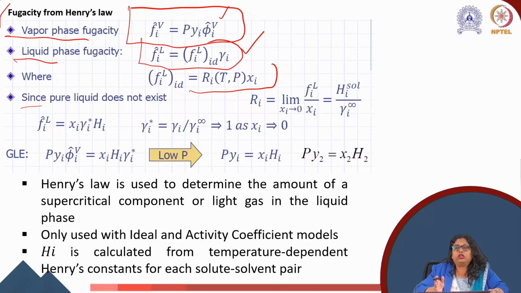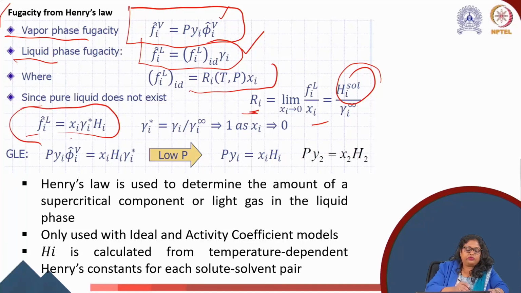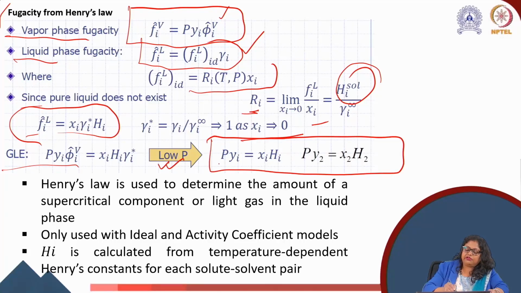Since pure liquid does not exist, we can take the reference such that it is a limiting FiL by Xi, and then we introduce Henry's constant. And how do we get Henry's constant? FiL with respect to fugacity, Xi, Yi, Hi, and then as Xi limits to 0, that means very low concentration, at low pressure we reach this expression: P yi is equal to Xi Hi, and P y2 is equal to X2 H2.